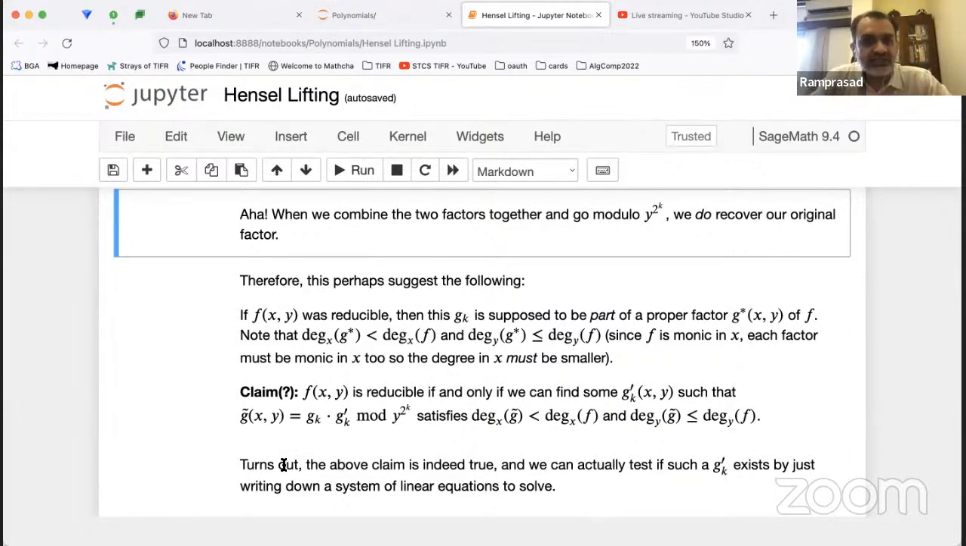We need to figure out, is there a way to somehow, I don't know, coalesce a bunch of these lifts in order to get a proper factor or not? And hopefully, if f was reducible, we should be able to do this properly. But if f was not reducible, maybe there's just no way to coalesce it into a reasonable factor.